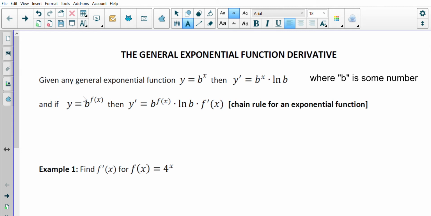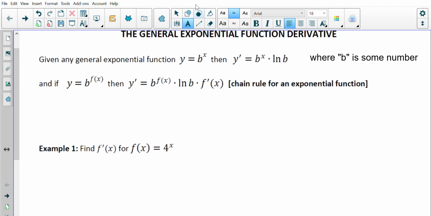All right, and also with this general exponential function, again, the chain rule applies. So if you have y is equal to b to the power of f of x, then y prime is equal to b to the power of f of x, still times the ln of b, but then times the derivative of the exponent. So again, that is the chain rule for an exponential function.